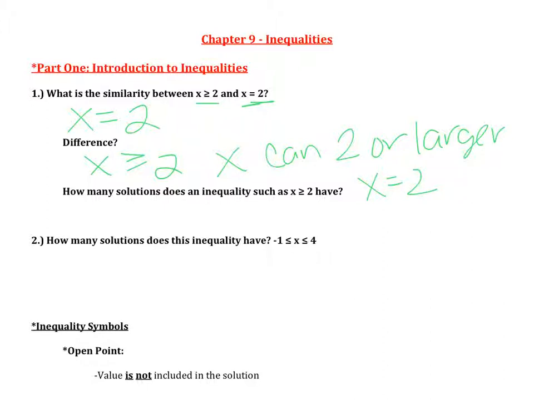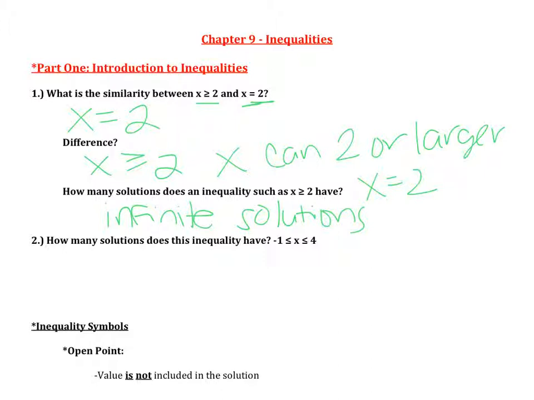So how many solutions does an inequality such as x is greater than or equal to 2 have? This is going to be infinite solutions. There are so many numbers larger than or equal to 2 that we can't count all of them. So it could be 2, 3, 4, 5, 6, 7, 8, to infinity. So there are infinite solutions.